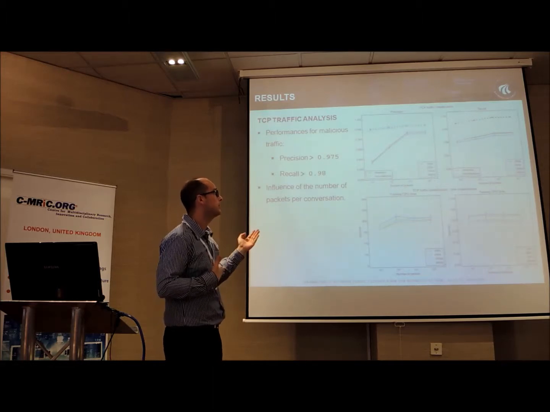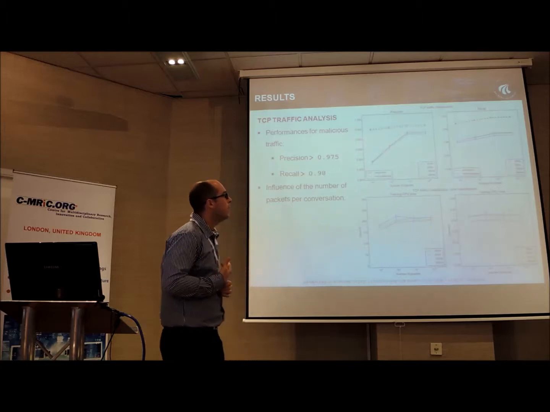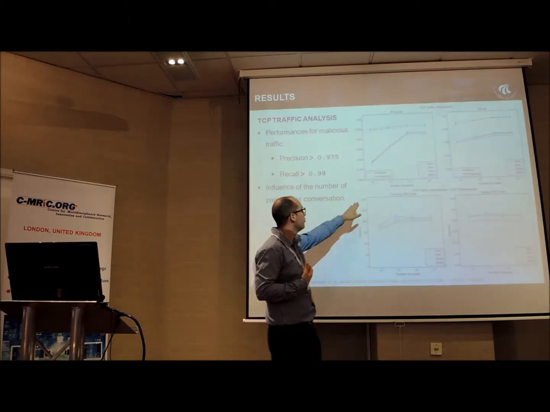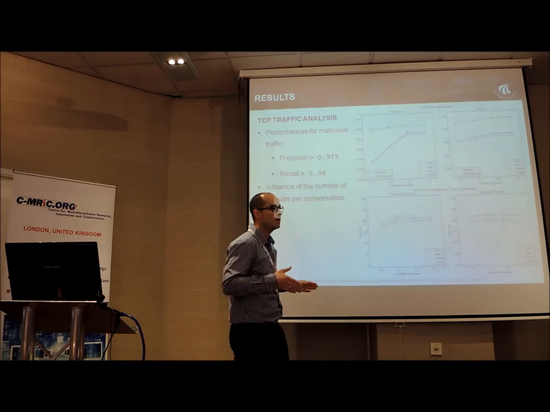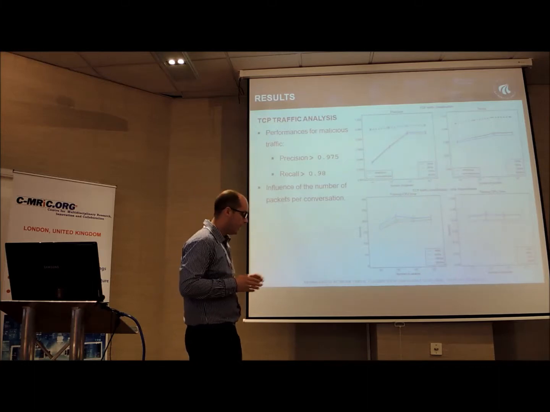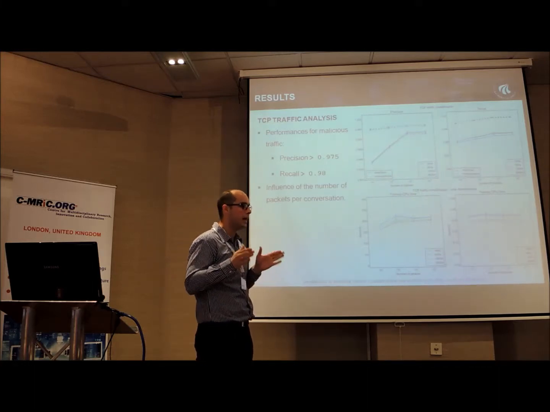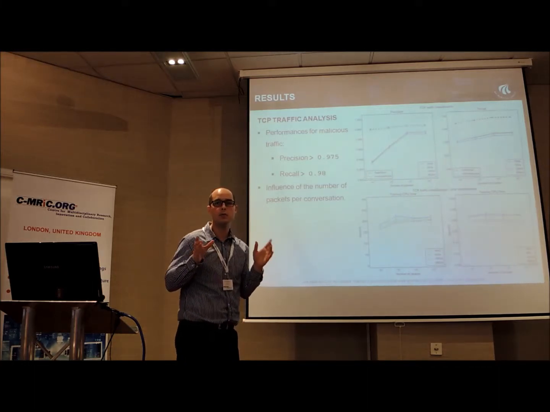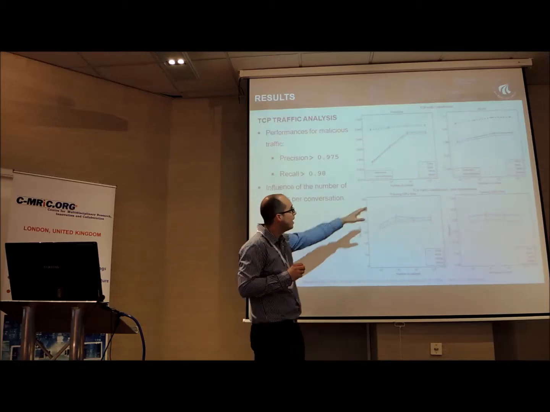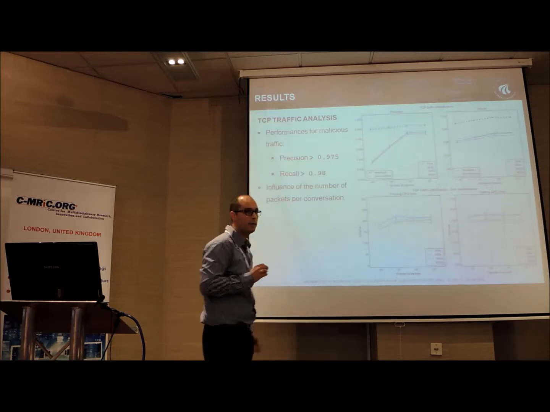So for TCP traffic analysis, the first figure shows the precision and recall for both malicious and non-malicious traffic. Malicious is with a full line, and non-malicious is with a dotted line. As you can see, we evaluated different numbers of packets per conversation, from 10 up to 10,000, and different sizes of the time window we use for taking a snapshot of the traffic, from 5 minutes up to 1 hour.